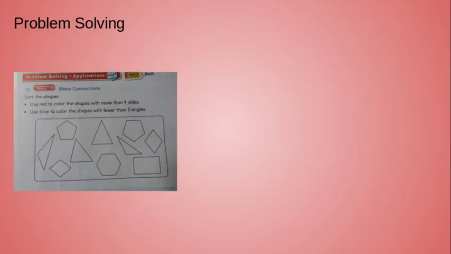All right, let's move on to the problem-solving section. It says sort the shapes. Use red to color the shapes with more than 4 sides. Use blue to color the shapes with fewer than 5 angles. Okay, so we definitely need a red and blue crayon, so make sure you have those ready. And then we're going to label the sides and the angles with our pencil first, just like we did for those earlier examples. And then write the number inside the middle.